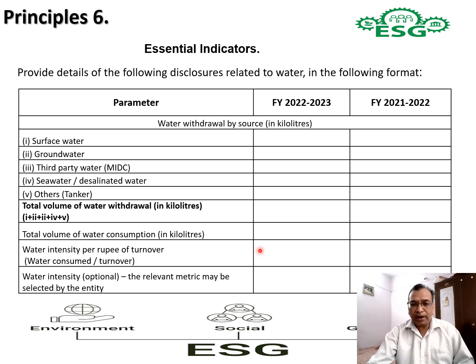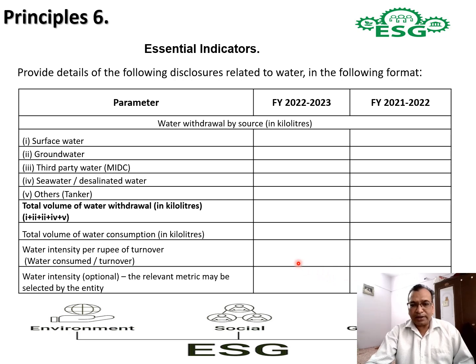How do you calculate? Whatever the summation is, you arrive at the total KL for both the years. For each individual year, the total water consumption in kiloliters has to be divided by the turnover of the company in that financial year, the current financial year, and also the previous financial year for that particular period. So you will get the water intensity.